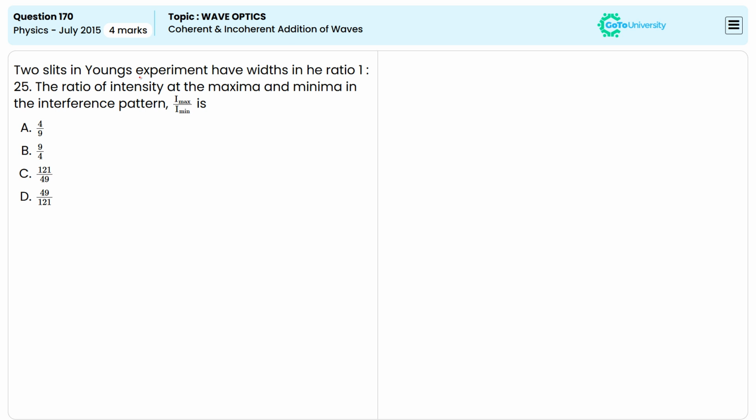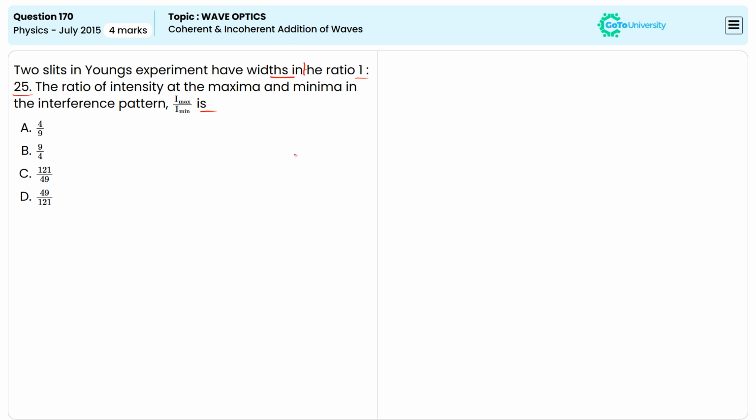Two slits in Young's experiment have widths in the ratio 1:25. The ratio of intensity at the maxima and minima in the interference pattern, that is I max by I minimum, is what we need to find here. Okay, the intensity is directly proportional to the width of the slit.